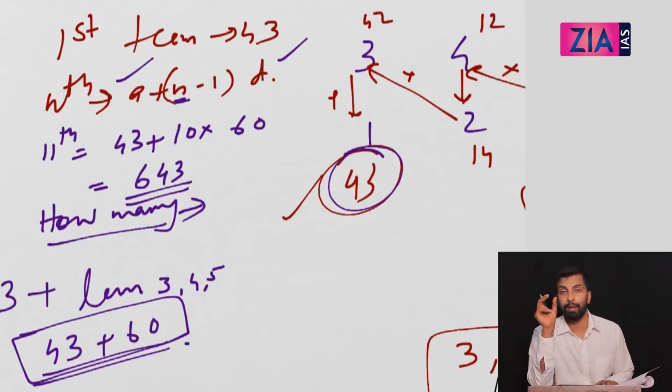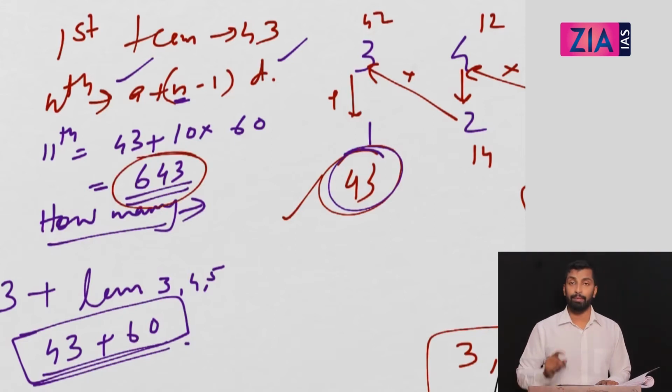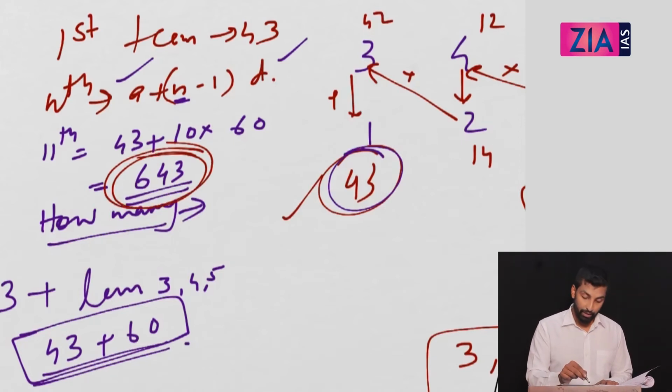So if I ask you how many such terms are there in the range of 1 to 100, only one term. Because the second term, if you see, that is 103. So 1 to 100, I have only one term. If I ask you 1 to 700, then you got 643 as one term, the 11th term. Next term will be 60 more, that is 703. So 1 to 700, how many terms will be there? You know, last term is 643. So what is your answer?